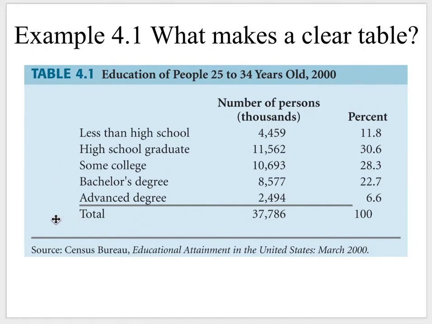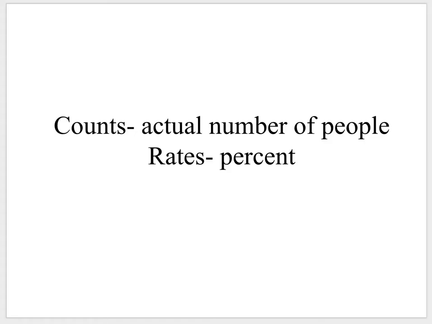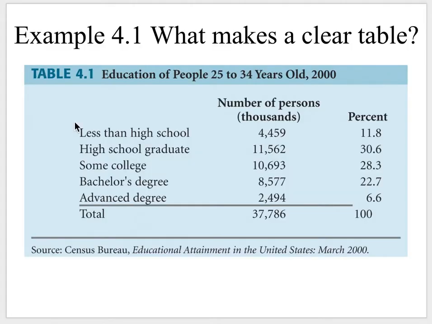So this is ideal. And if you can include all this information in a graph as well, that'll make a good graph. So to reiterate, counts give you the actual number of people, rates give you the percent of people, and that is what makes a graph like this, or a table like this, really good.